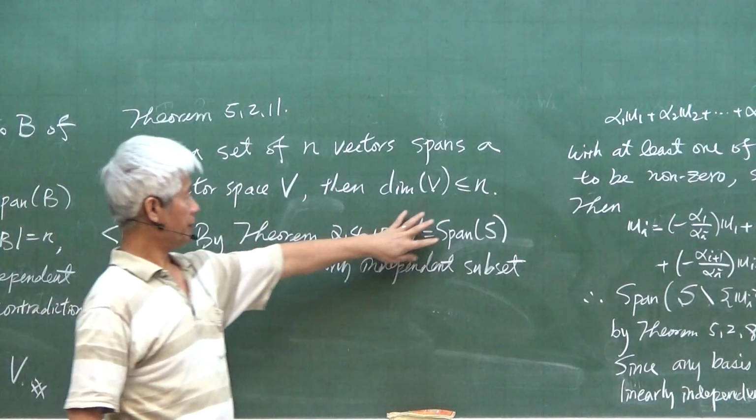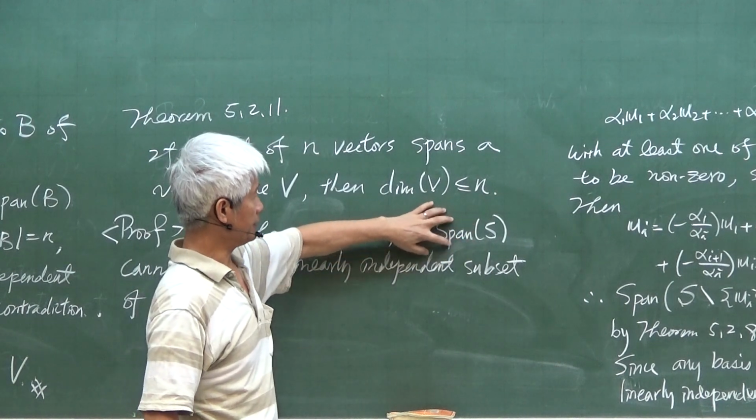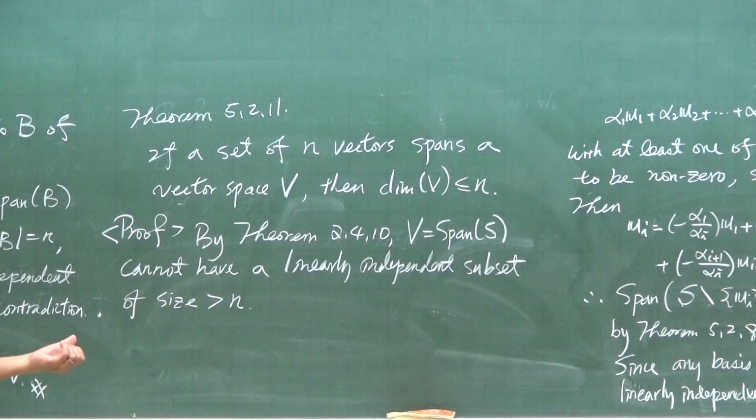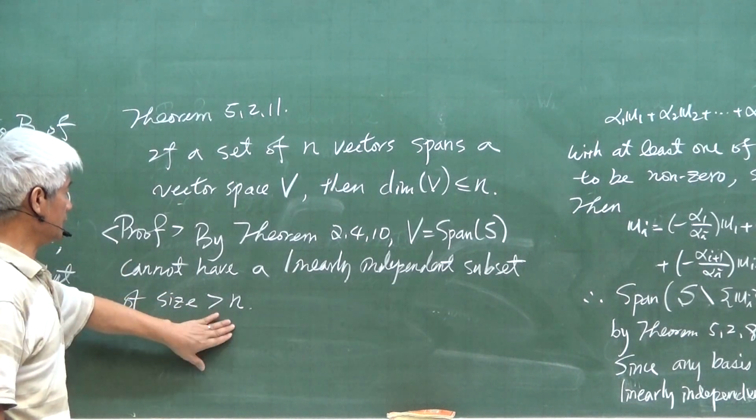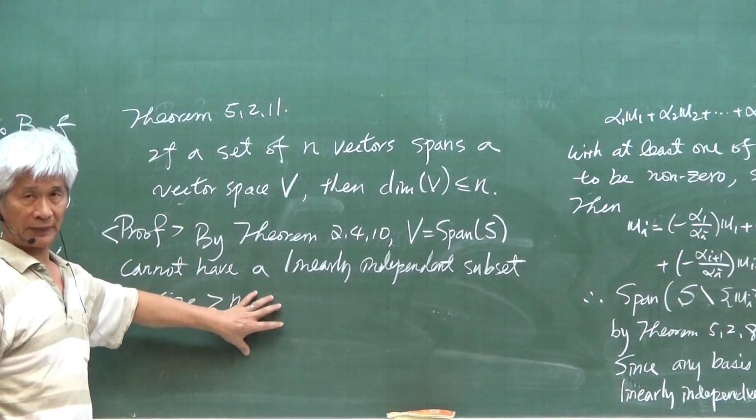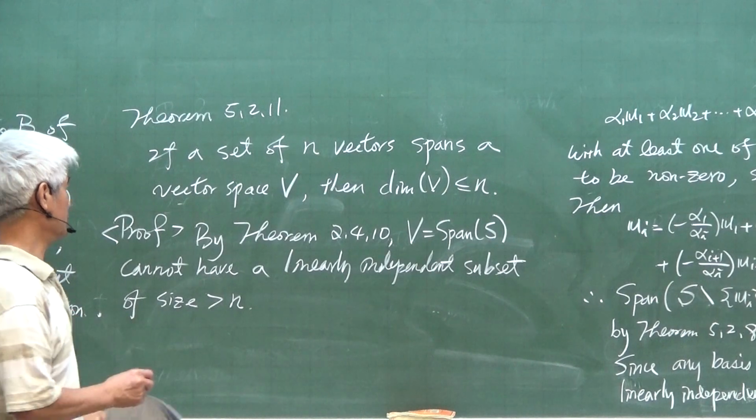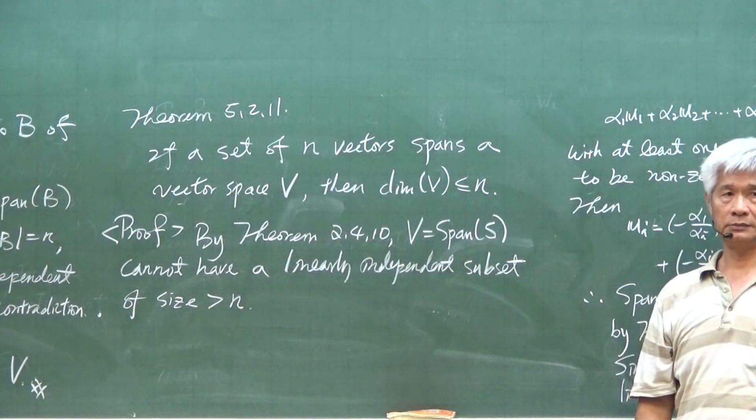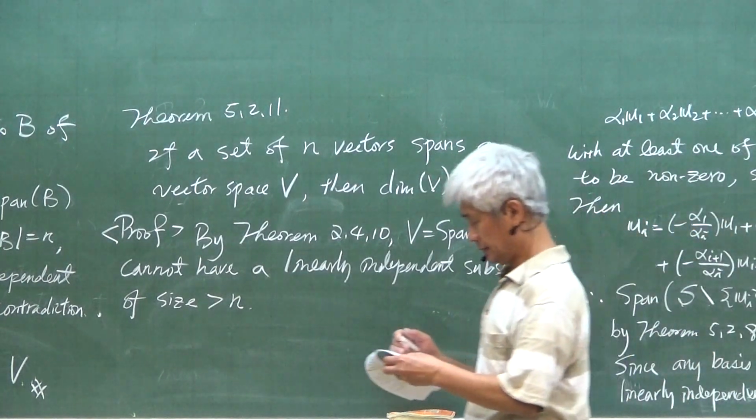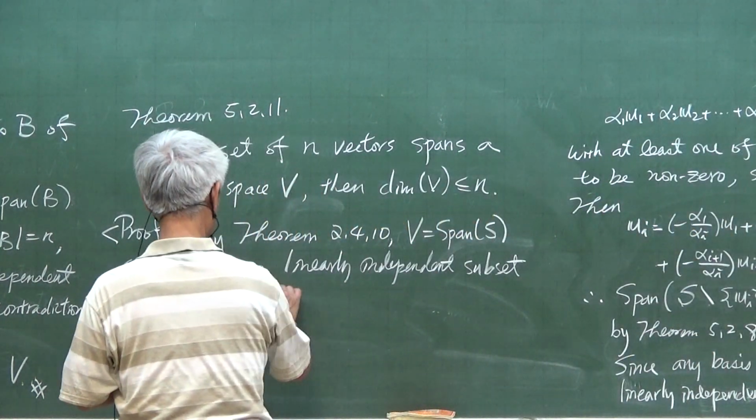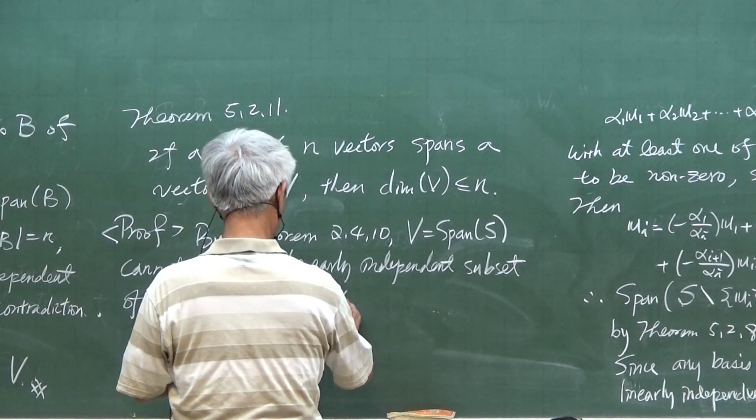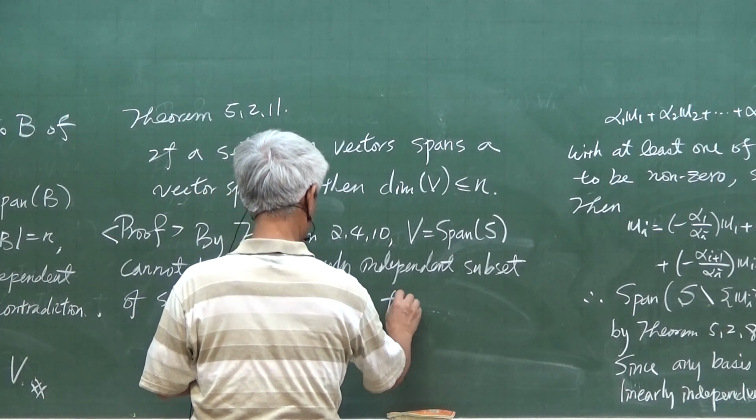So in the span of S, you pick up a subset. If the subset size is greater than n, then it must be linearly dependent by theorem 2.4.10. Right. Okay, so that's V is finite dimensional.